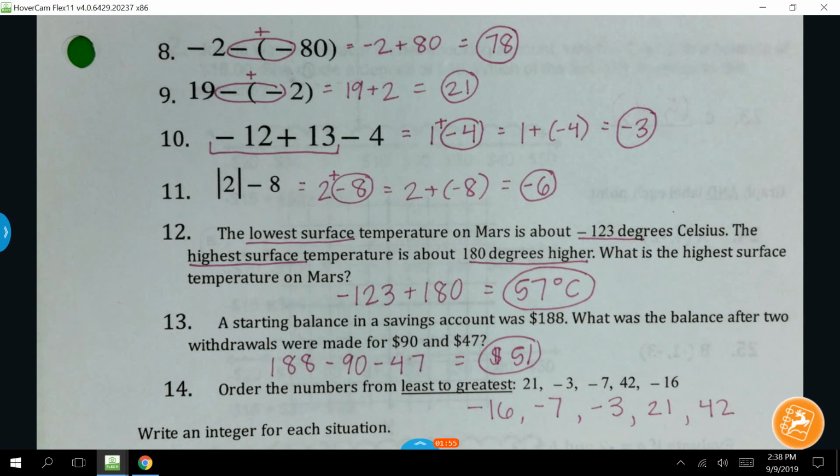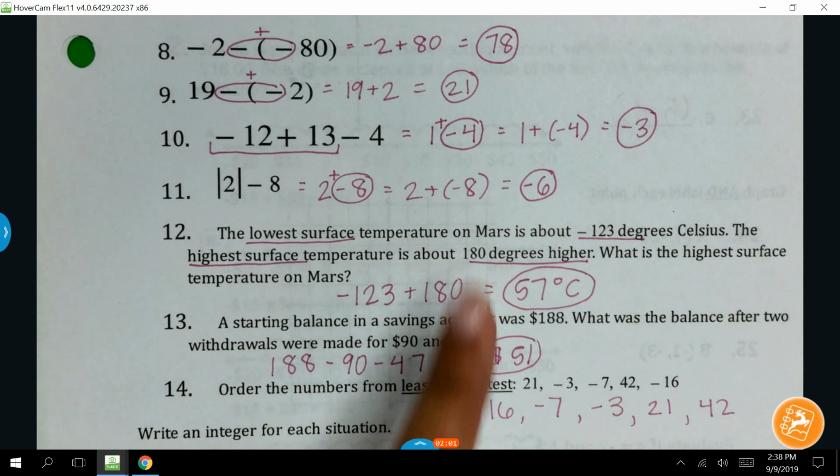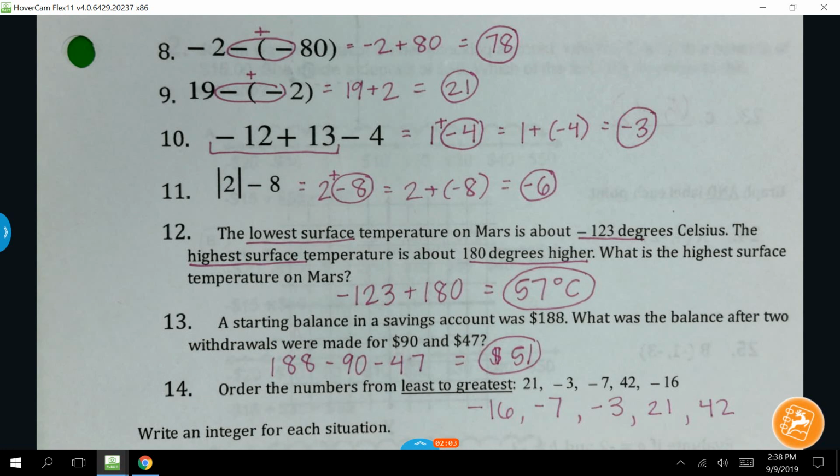Number 12, the lowest is negative 123, and then they tell you that the highest is 180 degrees higher than that. So you're just adding those two together. So the highest temperature should be 57 degrees Celsius.